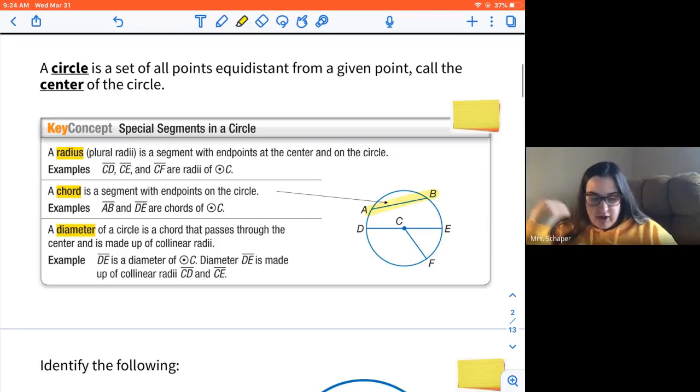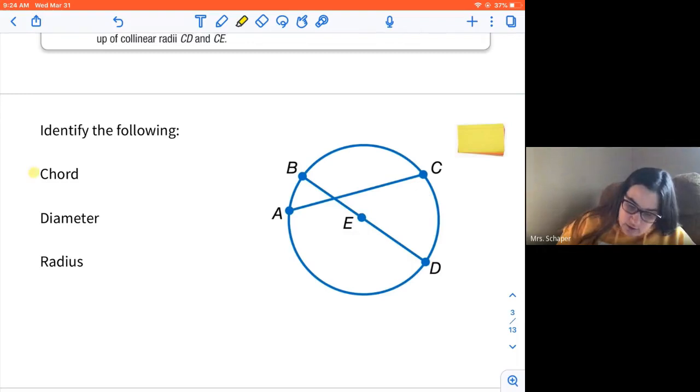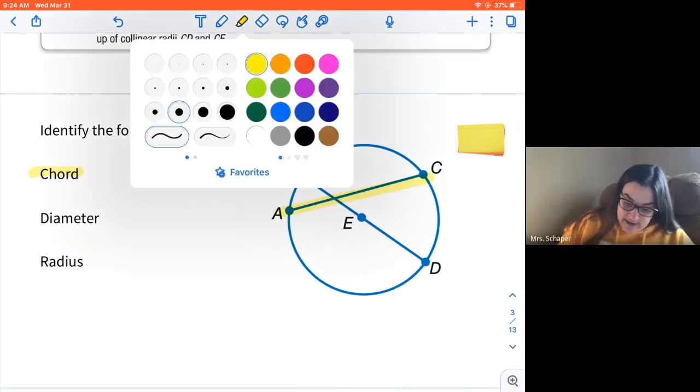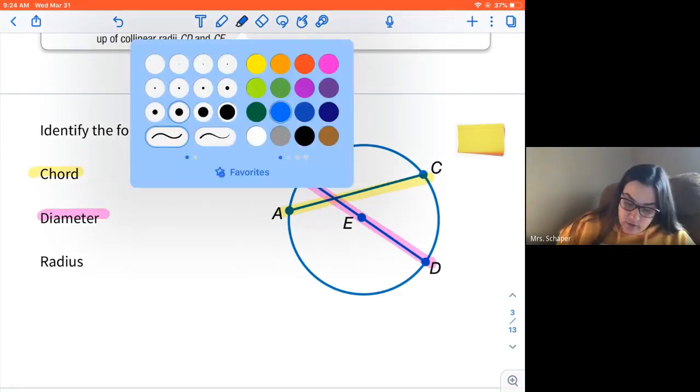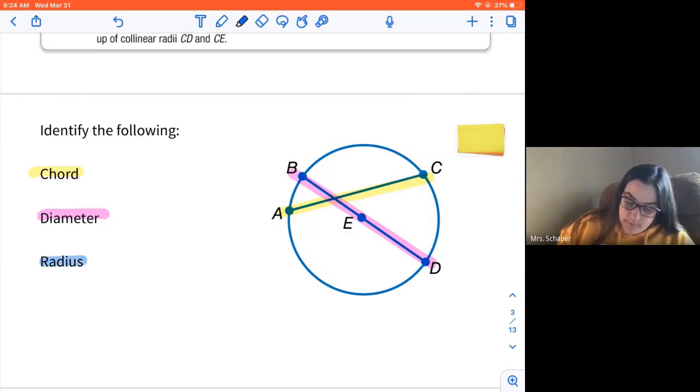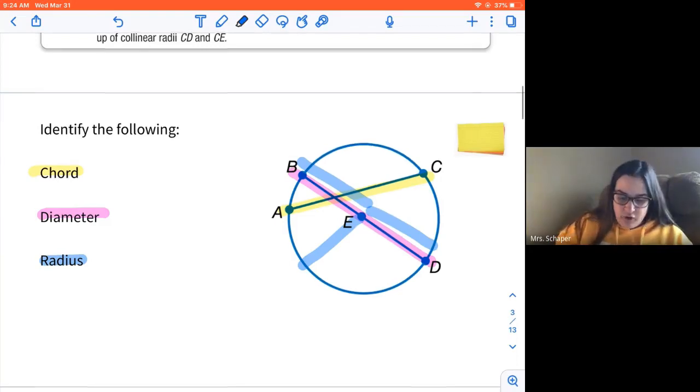Okay, so here we want to identify a chord, a diameter, and a radius. So the chord is going to be segment AC. And then we've got the diameter, which goes through the center. And then the radius is going to be really anywhere from E to the edge. So really it could be BD or ED or EB. All right. So again, identifying them, something you've had practice with before.